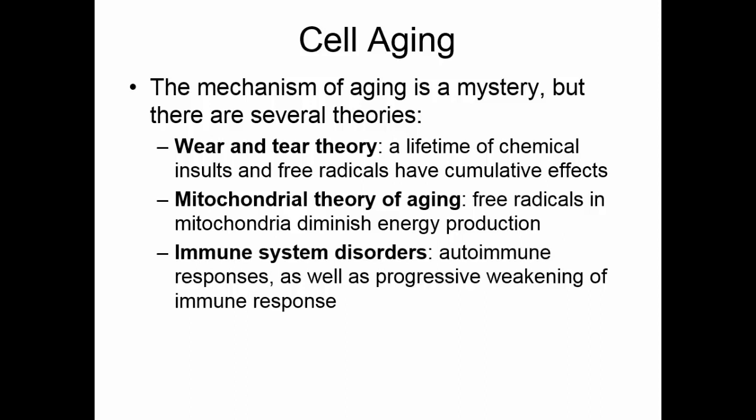Another theory is that there are immune system disorders. Remember, your cells all have that glycocalyx and those receptors and all of those biological markers. Your immune system is supposed to identify those as yours and not bother them. However, in autoimmunity, the immune system decides that your normal biological markers are the enemy, and they will begin to damage cells. So this could lead to a progressive weakening of the immune response as well as damage to cells.